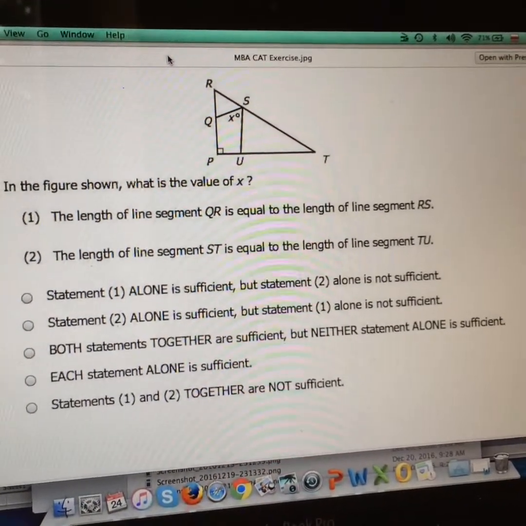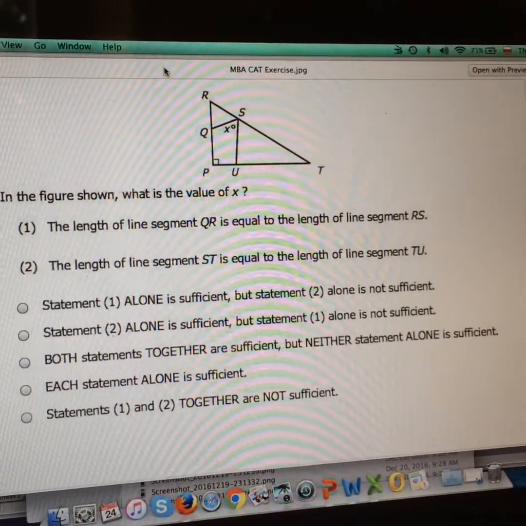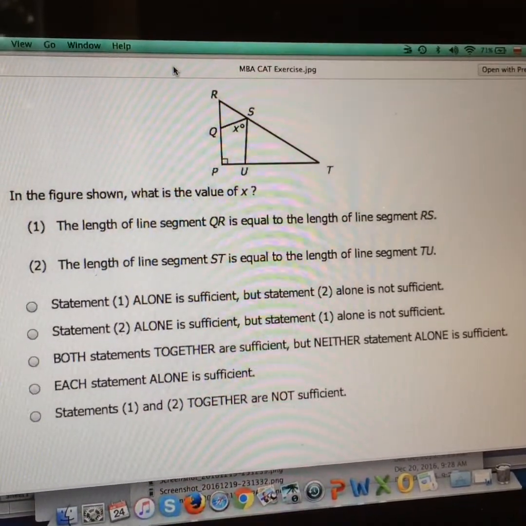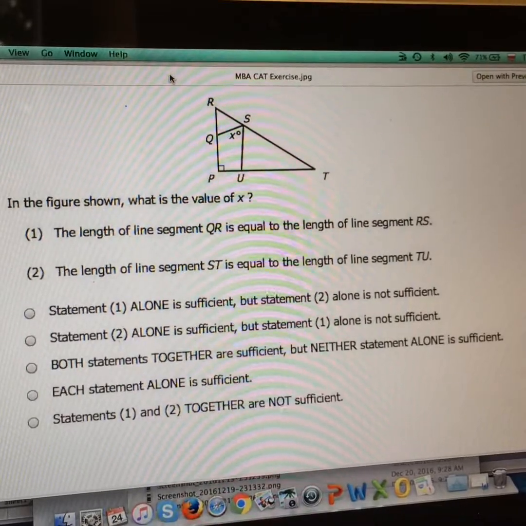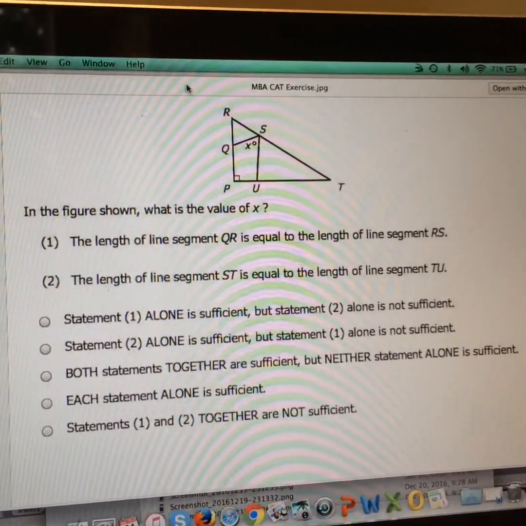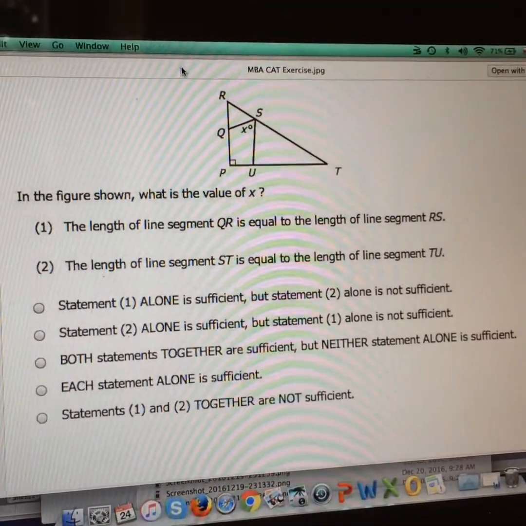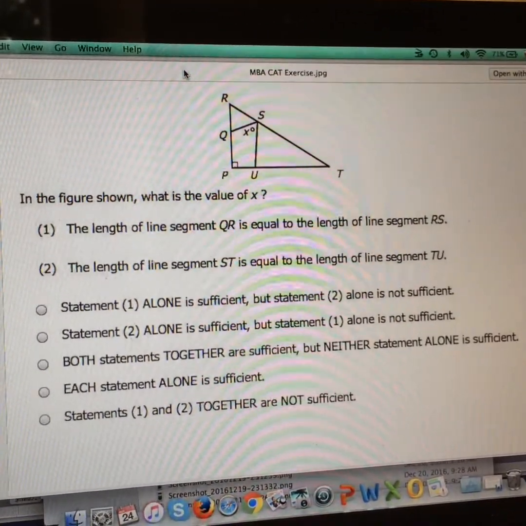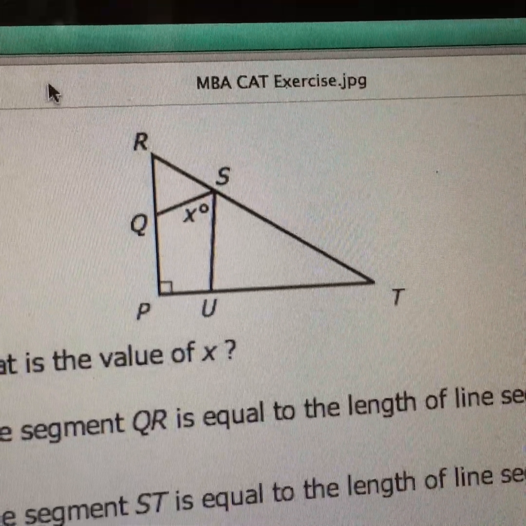You've got a triangle figure as a diagram, right triangle RPT, and the question is, in the figure shown, what is the value of x? There are two data statements. The first one says the length of line segment QR is equal to line segment RS, and the second one says the length of line segment ST is equal to the length of line segment TU. Let me zoom in just to show you the diagram a bit clearer.